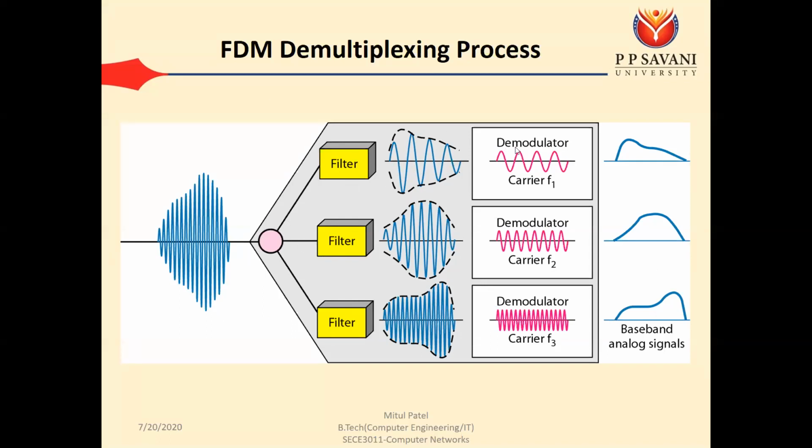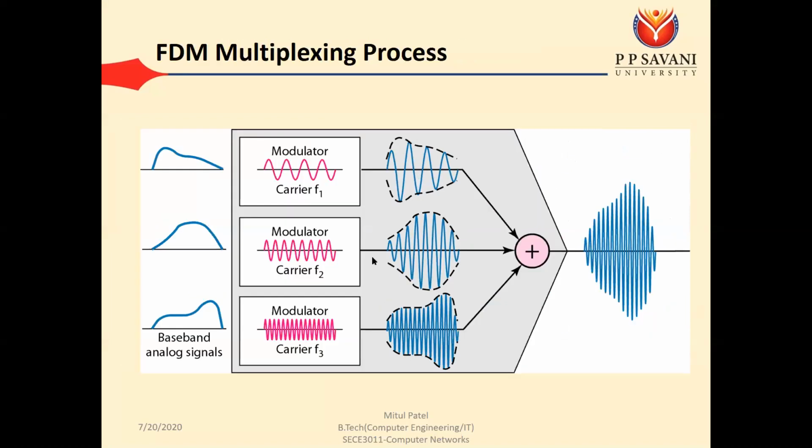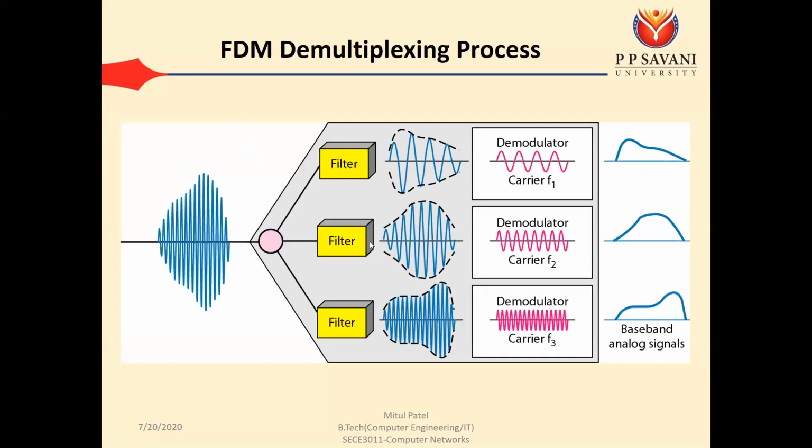After that it is applied to the demodulator. The demodulator again separates the carrier frequency and the modulating frequency from the modulated signal. So finally we get our baseband signal. So this is the construction of the multiplexer and demultiplexer. The multiplexer will combine the various baseband analog signals to create a composite signal, and the demultiplexer will separate that composite signal into various baseband signals.